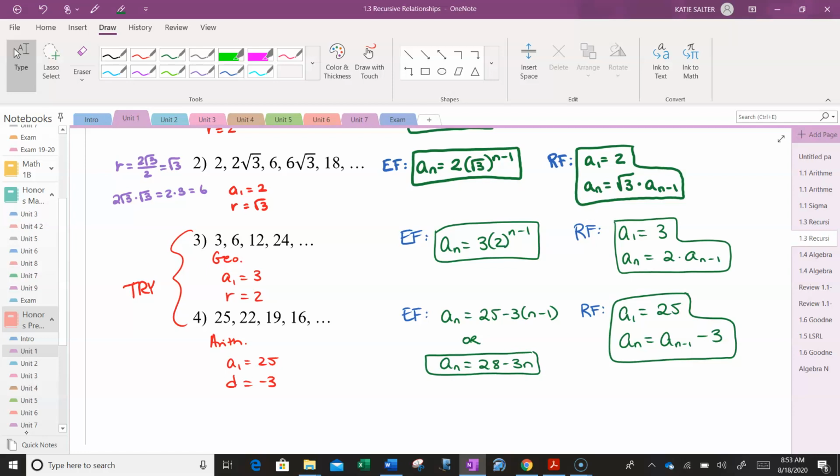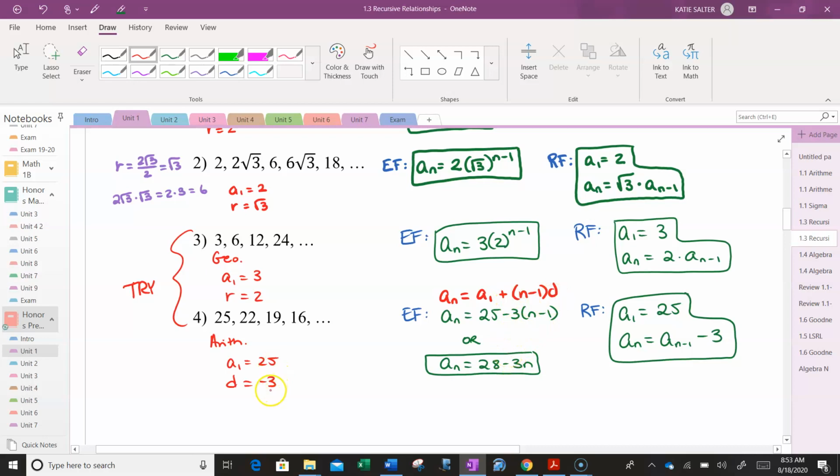The last one is actually arithmetic because it is subtracting 3 each time. So for that one, we have to use our arithmetic formula. And remember, our arithmetic formula is a sub n equals a sub 1 plus n minus 1 times d. I personally, when I'm trying to use the formula, like to put the d in front. It just makes it easier to distribute.